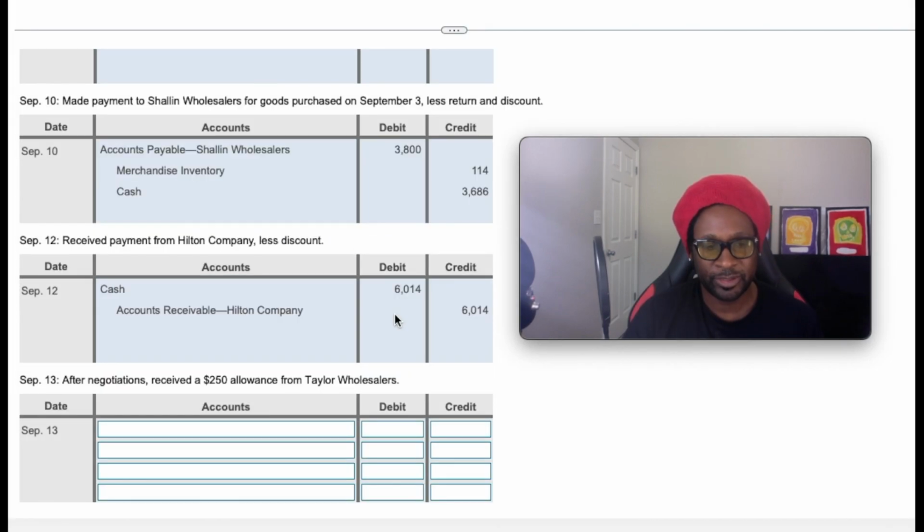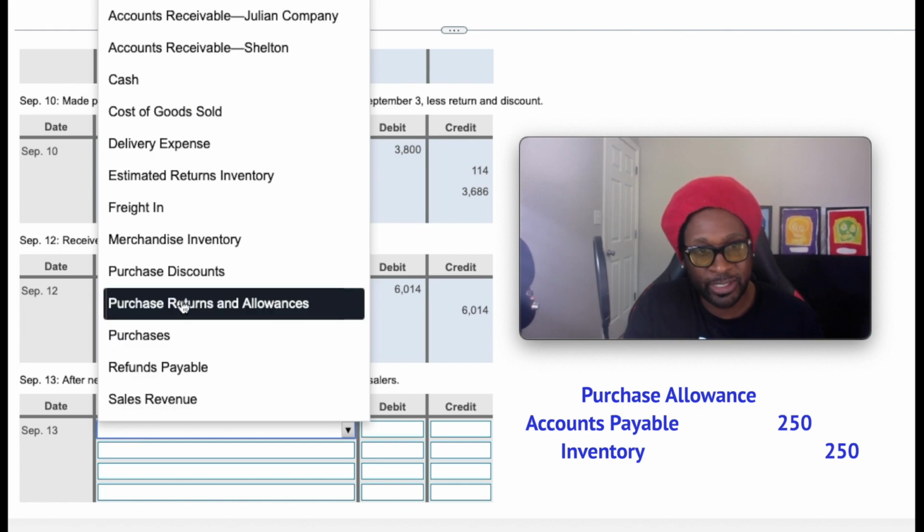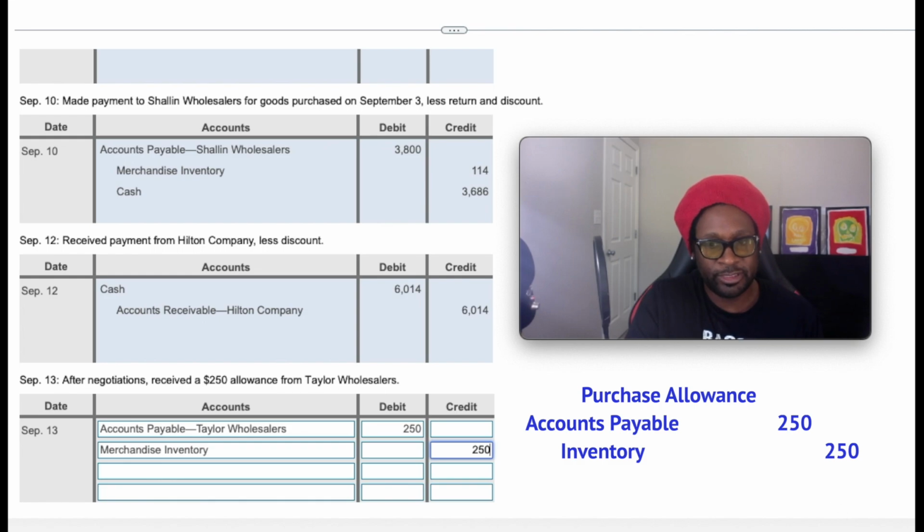Excellent job. September 13th tells us after negotiations, we received a $250 allowance from Taylor wholesalers. So gang, question of the day, who received the allowance? Us. If we received the allowance, that means we are on the purchasing side. Therefore, this is an example of a purchase allowance. And remember the rules. Anytime there's an allowance on the purchasing side, it will reduce the cost of inventory. Thus, this transaction will affect inventory as well, gang. So we're going to debit accounts payable and credit inventory for that allowance amount. We're going to check the answer.